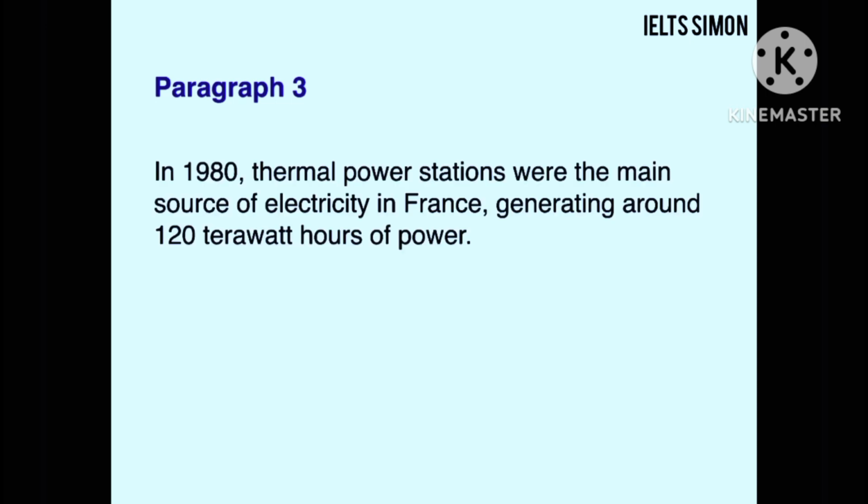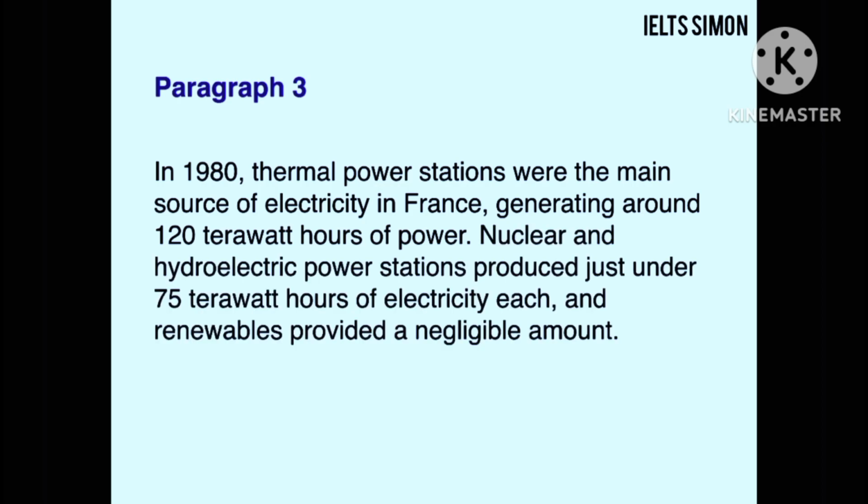So here's my paragraph for paragraph 3. I wrote 3 sentences and I started with the first year, as I said, and the highest number. In 1980, thermal power stations were the main source of electricity in France, generating around 120 terawatt hours of power. That's the highest number in the first year. Then moving on, we add a comparison with the other 3 sources. Nuclear and hydroelectric power stations produced just under 75 terawatt hours of electricity each, and renewables provided a negligible amount. Negligible means very low, almost nothing.